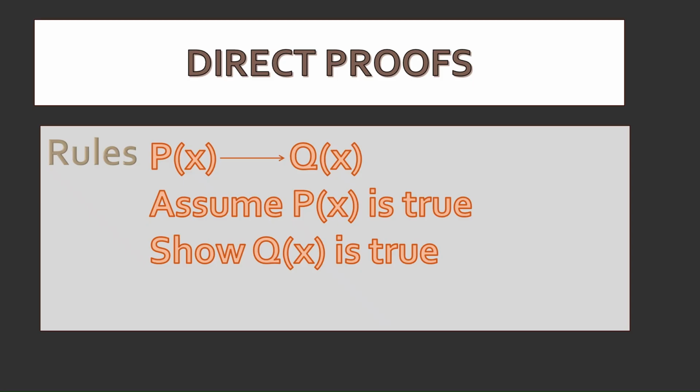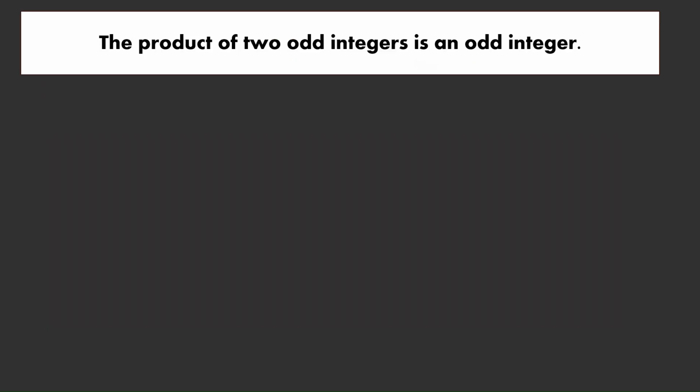So firstly, before you begin to solve for a direct proof, you need to know what you're solving for. This is the rule when you're going to do a direct proof: P implies Q. P of X is your first statement and Q of X is your second statement. So when we're solving, we assume that P of X is true and we show that Q of X is true. Okay? Awesome.